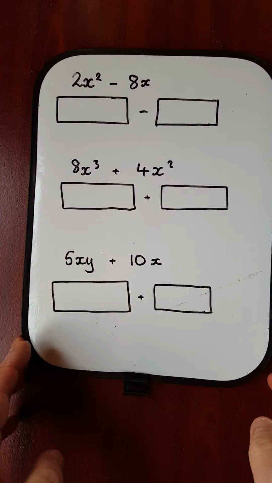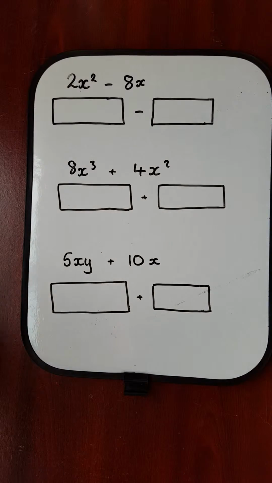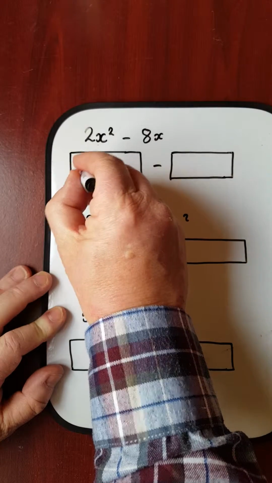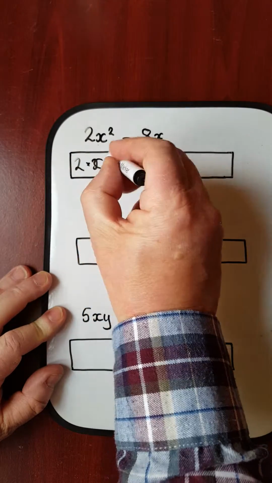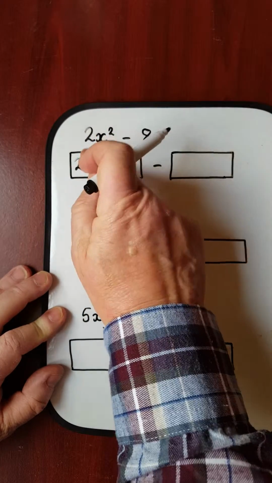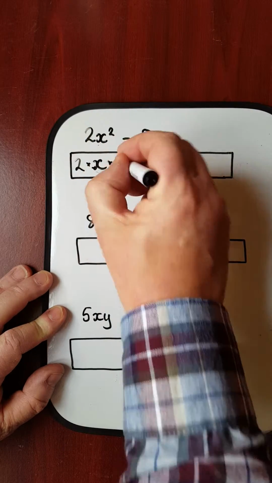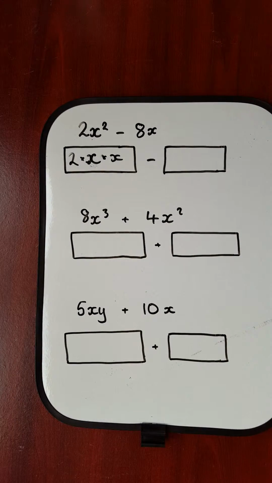We're getting towards that big one that I showed you. 2x squared. Alright, so let's write it down. 2 times x times x. Let me write that x again. I do apologise. Lost control of my pen. 2 times x times x.